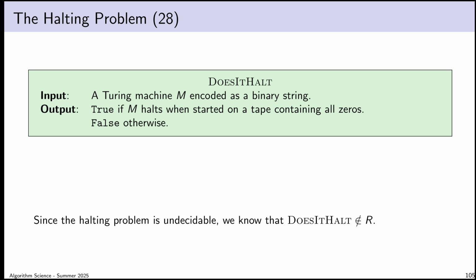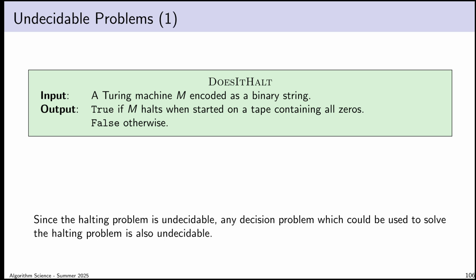Okay, so since the halting problem is undecidable, we know that this "does it halt" decision problem is not in R. It is not a solvable problem. No computer that has ever existed or could ever exist could solve this problem in general. We could approximate a solution. We could try our luck with just waiting a long time, but in general, there is no algorithm that will solve this problem with 100% accuracy, with perfect accuracy, in a finite amount of time.